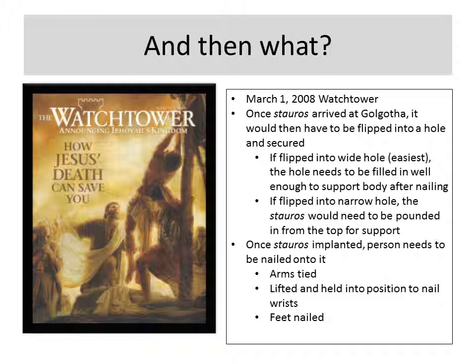And once it's implanted, then you actually have to attach the person on here. The way this picture shows it, the arms are tied. Then you're just lifted and held into position to nail the wrists, then you do the feet. Now, if you don't have the arms tied, that's going to basically require at least another soldier, probably 2, to catch the arms as they're flailing around, get them up into the position, held there, so it gets nailed in, and then after that, then you can deal with the feet.